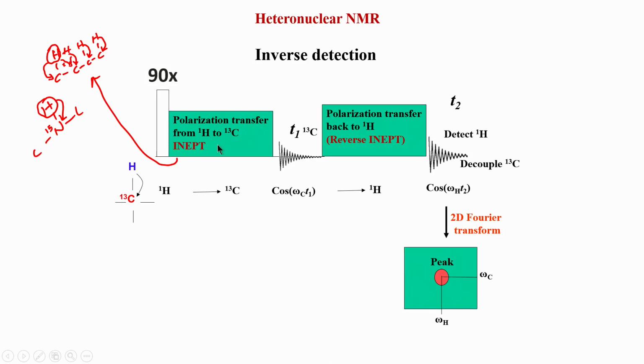I mean the INEPT block will not change, but the delay values, the J coupling etc., will be different for proton to nitrogen compared to proton to carbon. So we will also look at that as we go along.